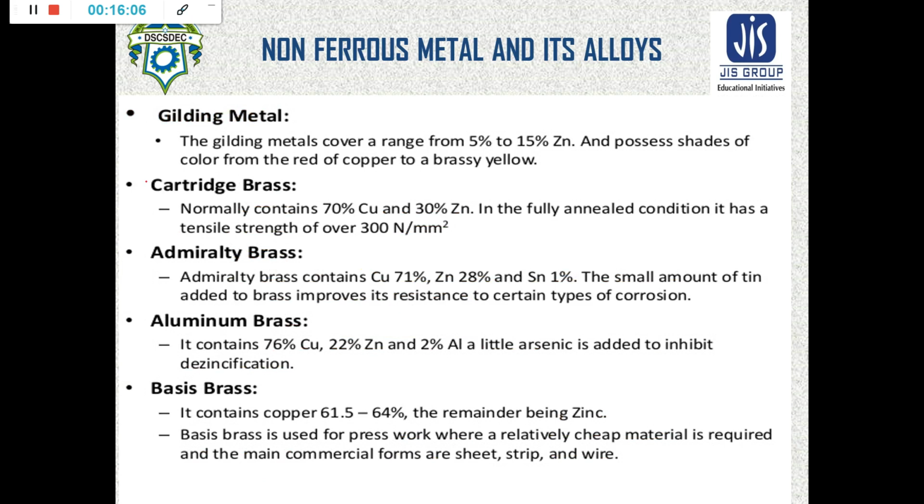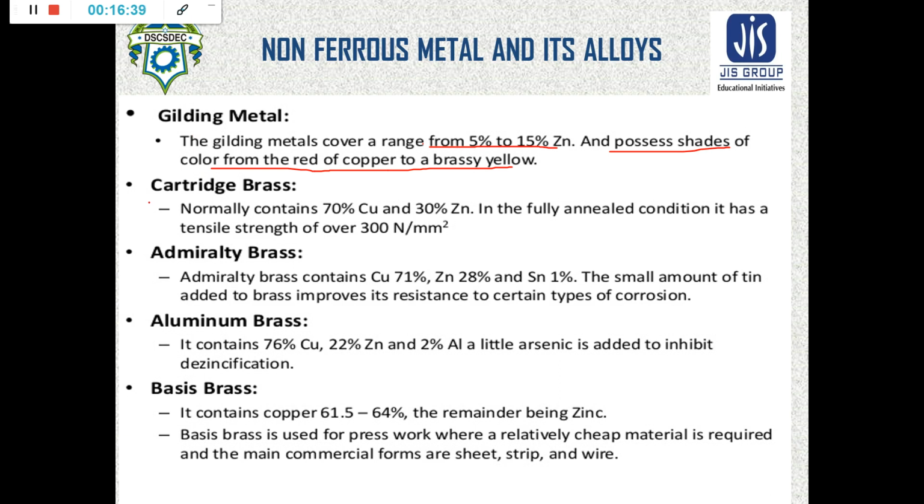So first, gilding metal. The gilding metal covers a range from 5 to 15% of zinc. It possesses shades of color from the red of copper to a brassy yellow. These types are similar to the ferrous materials; these types are based on the composition. So when there is 5 to 15% zinc, the brass is known as gilding metal.